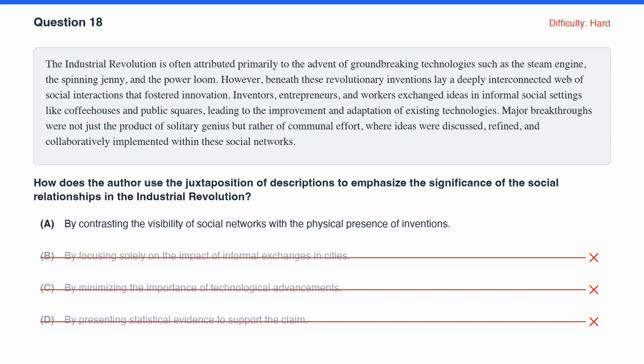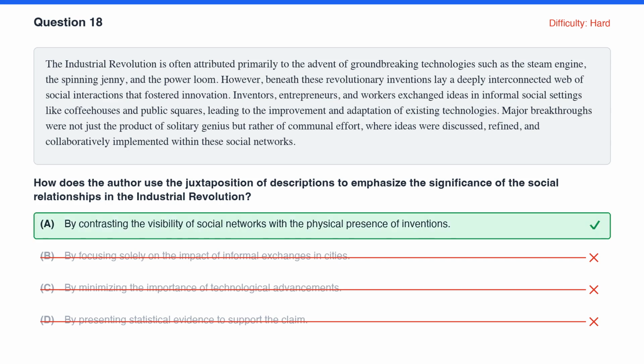Choice C misreads the tone, since the author calls the inventions groundbreaking and revolutionary rather than minimizing them. Choice D fails because no statistics appear in the passage. The support is purely descriptive analysis of how ideas circulated.